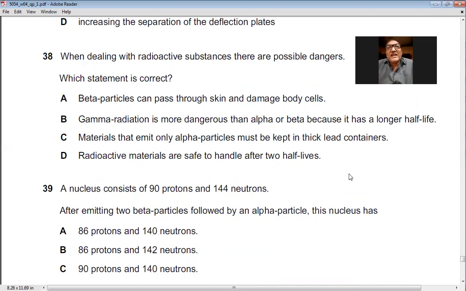Materials that emit only alpha particles must be kept in thick lead containers. Alpha particle penetration is very, very low, so you do not need a thick lead container for an alpha particle emitting radioactive source. Radioactive materials are safe to handle after 2 half-lives. That's wrong. So I think A is the best answer, sir. The only right statement is in A. So question number 38, A is the right answer.